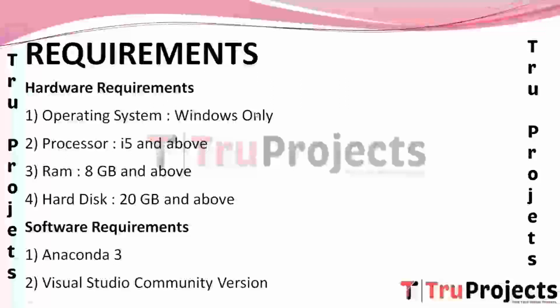So now coming to the requirements part, here we have two types of requirements: hardware requirements and the software requirements. In hardware requirements, operating system as Windows is required, processor i5 and above, minimum 8 GB of RAM is required, hard disk 20 GB and above. Coming to the software requirements part, Anaconda 3 is required and Visual Studio Community version is required.